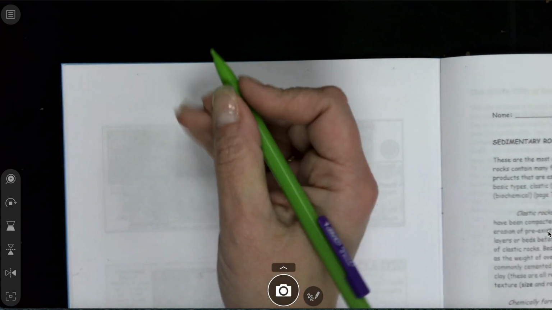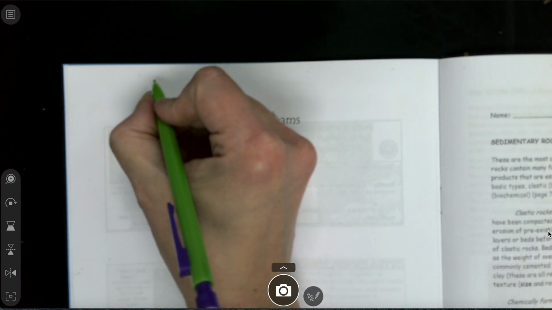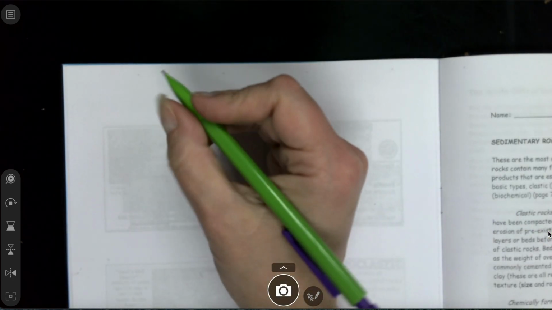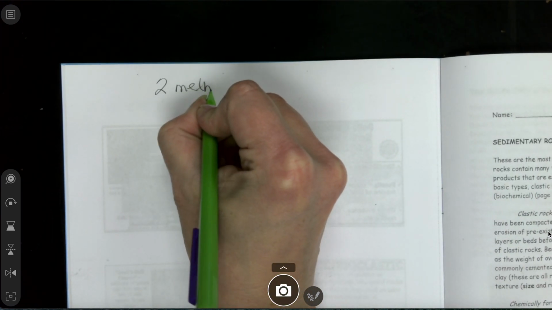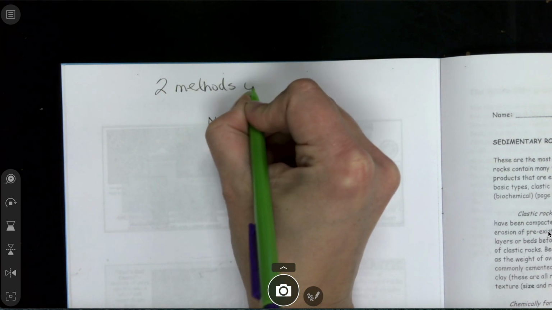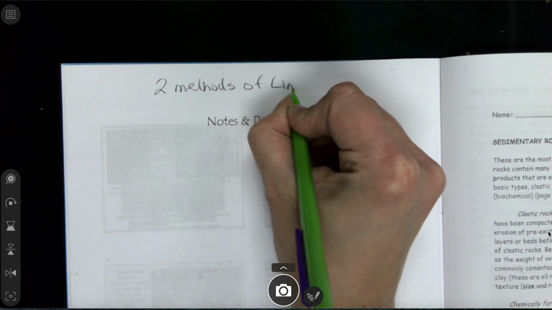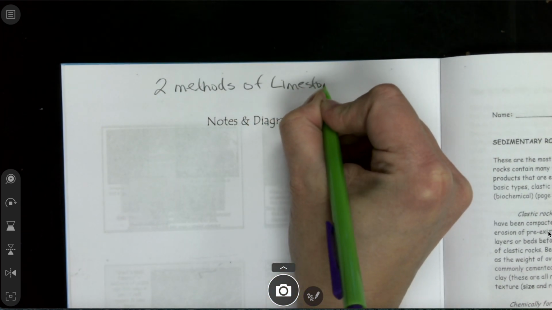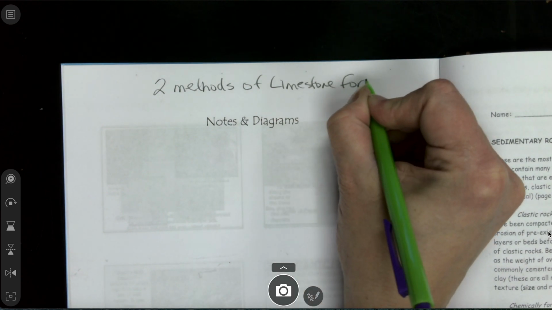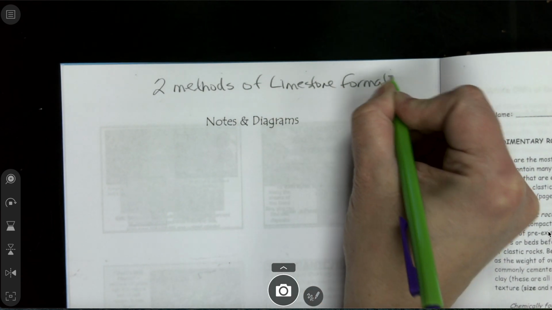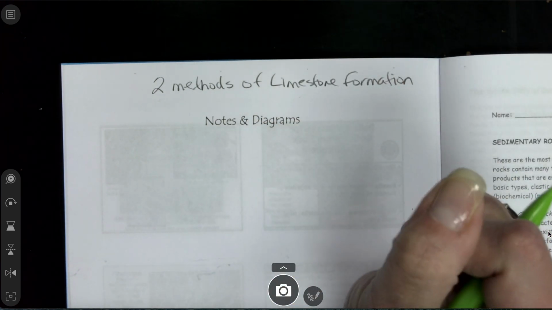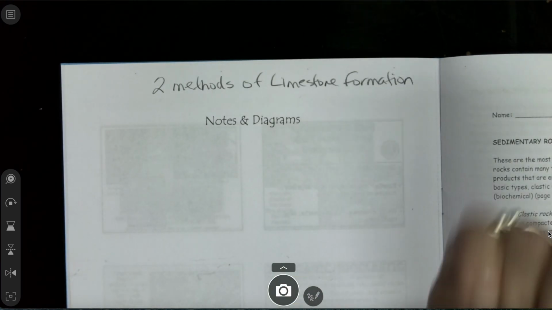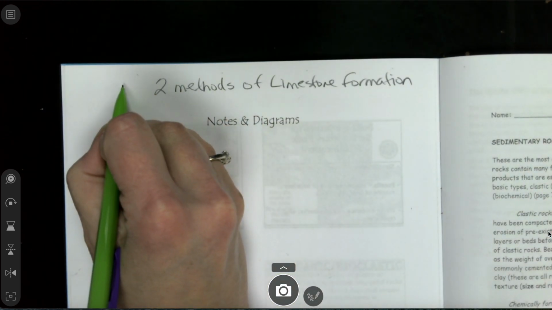All right, so period 2, we didn't write this down yesterday, but I just want to clarify that what we're drawing here is in fact the two methods of limestone formation. All right, we know we have chemical limestone and we have bioclastic or organic limestone, and we're going to go through how that actually occurs, okay?